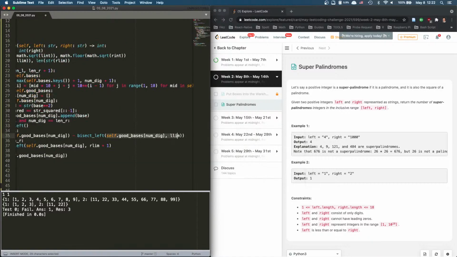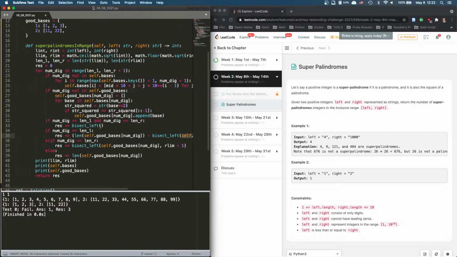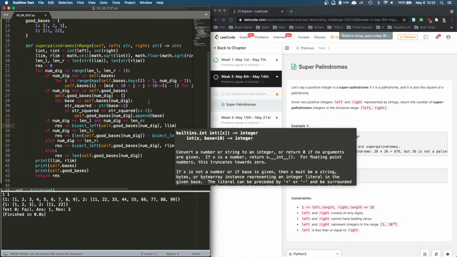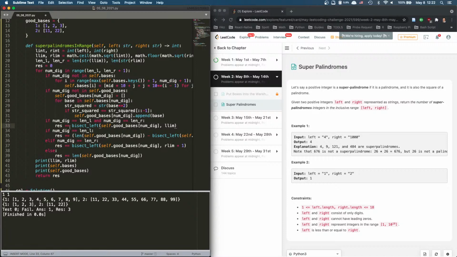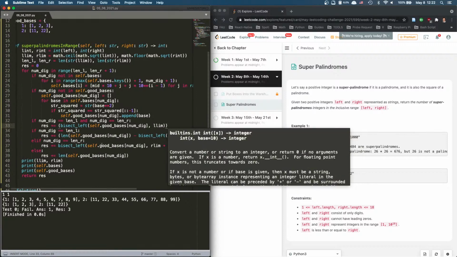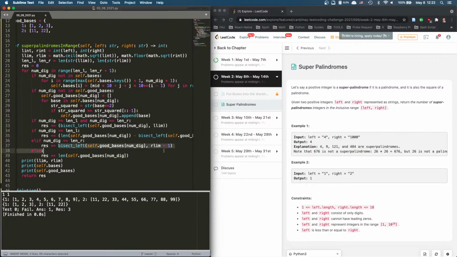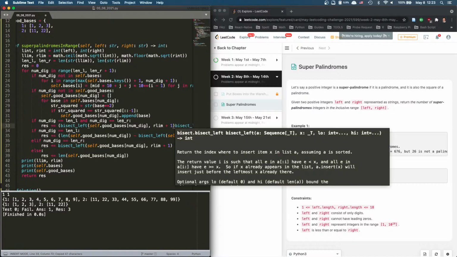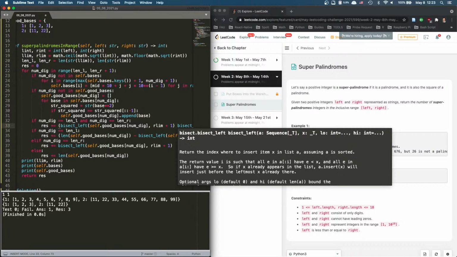I'll copy the whole thing. So it's bisect left this, right? And then we're going to do another bisect left. Basically, it's this thing, right? We're going to do bisect left this thing, which will get us to the end, right?